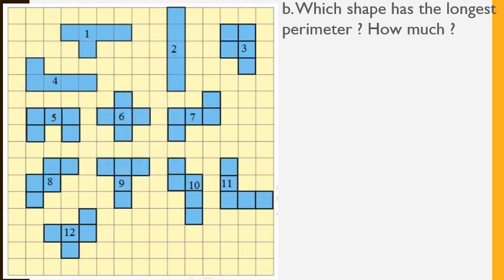Which shape has the longest perimeter and how much? Now we will find the perimeter of all 12 different shapes. Remember, perimeter is the length of the boundary or outside of a shape.